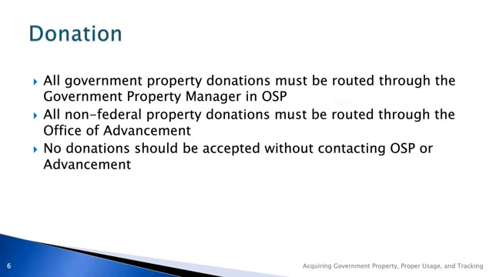There may be some instances when government property will be donated to the university. This usually occurs at the end of an award through the disposition process, but can also occur at any other time. All donation requests must be routed through the Government Property Manager in OSP to ensure a proper asset record is established. For any donation requests that come from a non-federal agency, the request must be routed through the Office of Advancement. As a reminder, no donation should be accepted without contacting the Office of Sponsored Programs or the Office of Advancement.